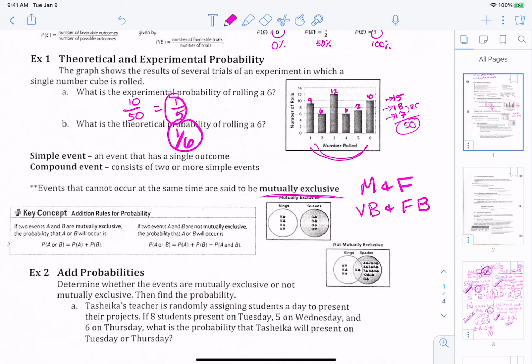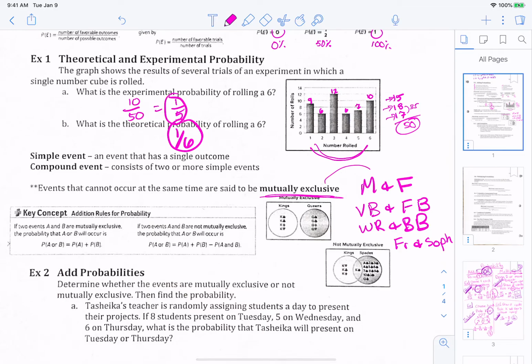Wrestling and basketball, because they occur at the same time. So wrestling and basketball. How about a freshman and a sophomore? Can you be a freshman and a sophomore at the same time? No. You can have sophomore classes, you're right, but physically actually being in that grade, freshman, sophomore, you cannot be. So those are all examples of mutually exclusive.